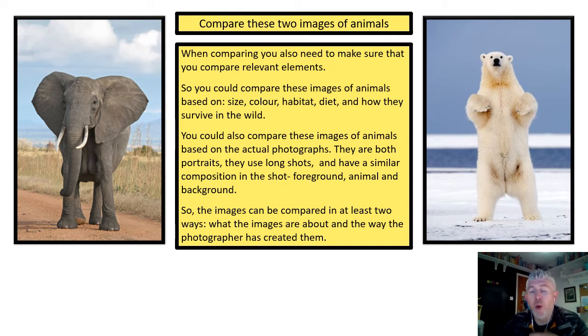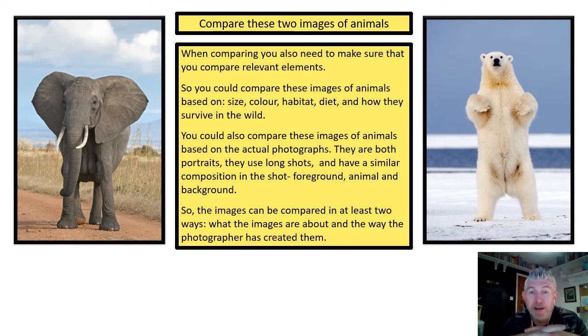So when you are comparing these two animals, for example, you also need to make sure that you are comparing relevant elements. So you could compare, for example, in these two images, the animals based on size. You could compare how big they are. You could compare the color of the animals. You could compare the habitat they live in. You could compare the diet that they might eat or how they survive in the wild. So as long as you're comparing both animals on the same focus, it would be like a fair comparison.